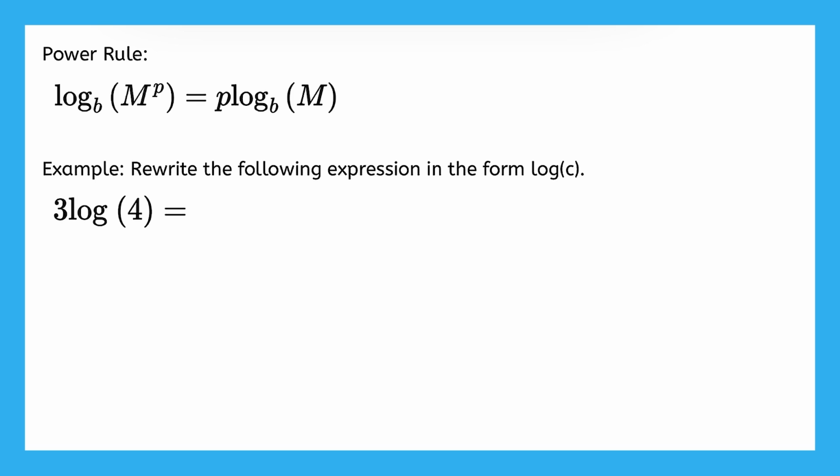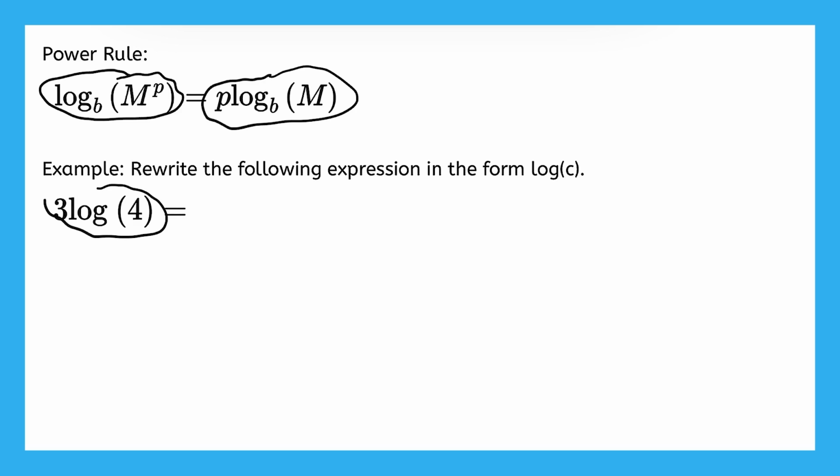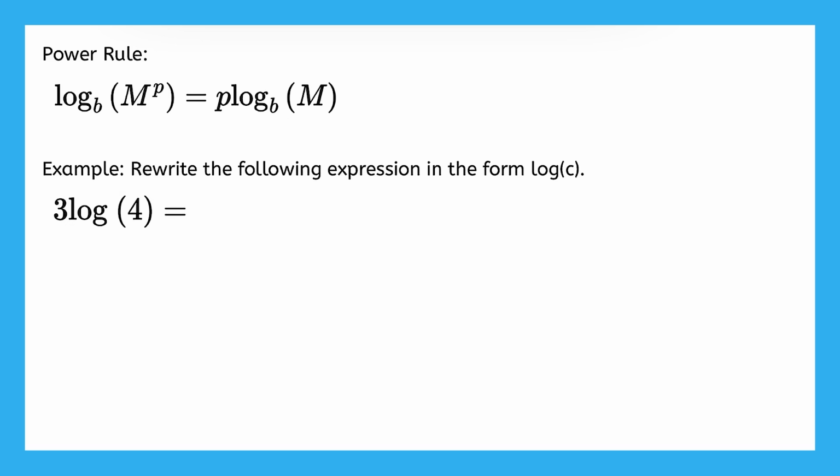All right, so in our example, we start with the form like this, and we need to write it in the form of log of c. So how do we convert 3 times log of 4 into this form right here? Well, just like this p goes into the exponent on m, in order to look like this original expression, this 3 needs to go into the exponent on 4. So we're going to have 4 to the power of 3. All right, beautiful.